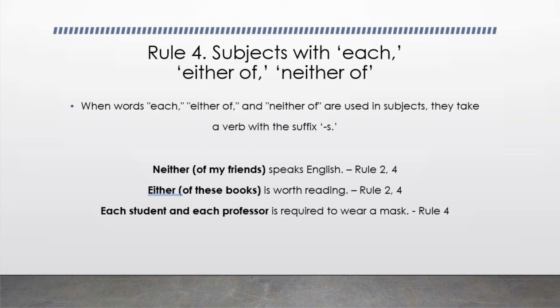Rule number 4, subjects with each, either of, neither of. When words like each, either of, and neither of are used in the subject, they take a verb with the suffix s. For example, neither of my friends speaks English. So the complex subject here is neither of my friends. And if you remember from rule number 2, of my friends is a prepositional phrase. Therefore, the simple subject is neither. You apply rule number 4, and you know from rule number 4 that neither is always singular. That's why the verb takes the s.